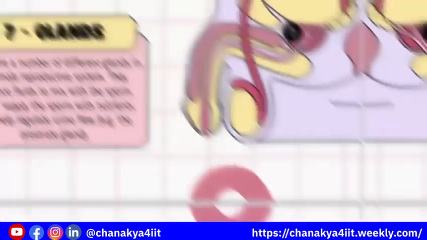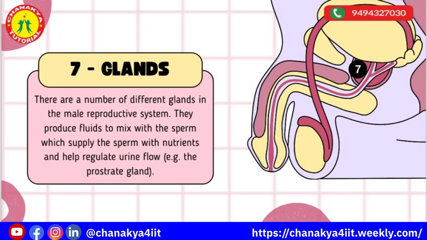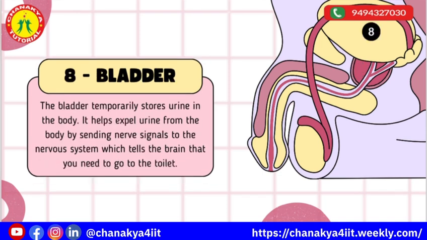7. Glands. There are a number of different glands in the male reproductive system. They produce fluids to mix with the sperm which supply the sperm with nutrients and help regulate urine flow, e.g., the prostate gland.